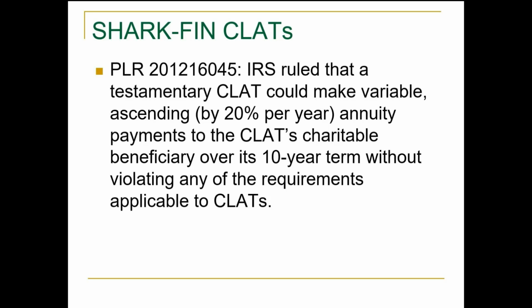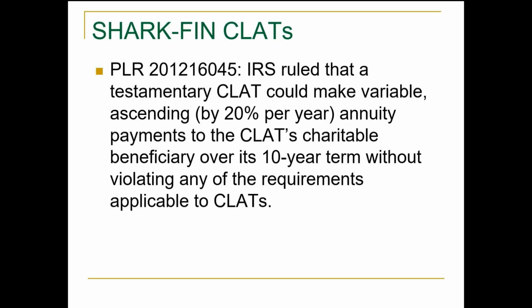IRS ruled that a testamentary class, now this would be a class that's created under a decedent's last will, and it would come into being upon the donor's death, can make variable, ascending by 20% per year annuity payments to a class charitable beneficiary over its 10-year term without violating any of the requirements applicable to class. So based on this private letter ruling, the IRS at least has given blessing for this structure.